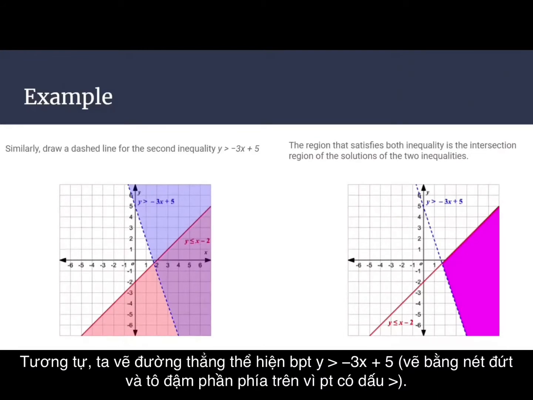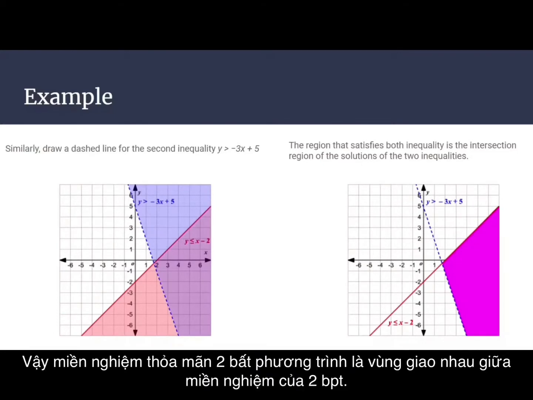Similarly, we'll draw a dashed line for the second inequality, y more than minus 3x plus 5, and we will see that the solution for this is the intersection region we can see on the grid.